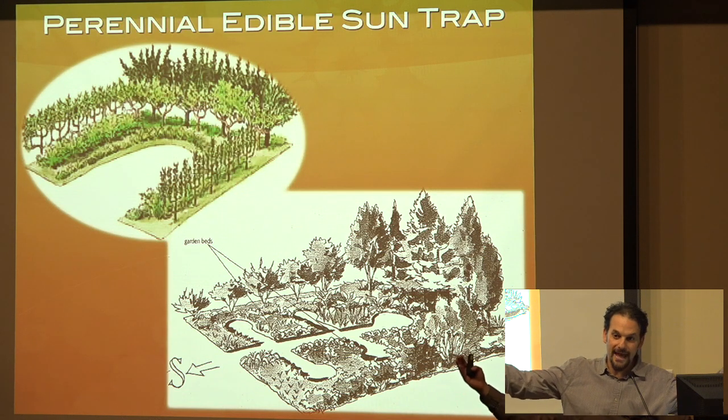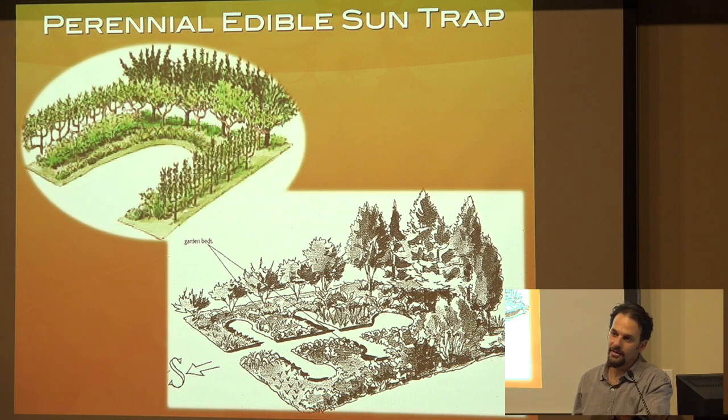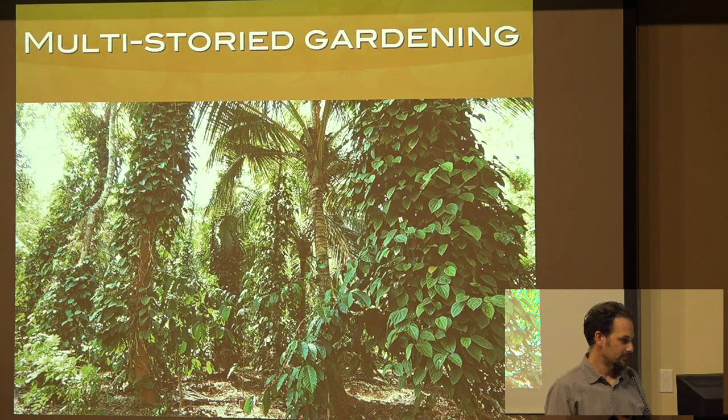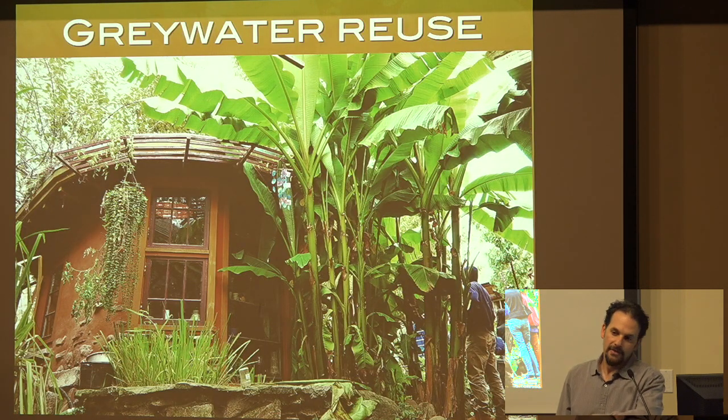So this solar catcher's mitt is another really popular pattern that we see used in our particular climate in permaculture systems. And then the reuse of only mildly dirty water, right?